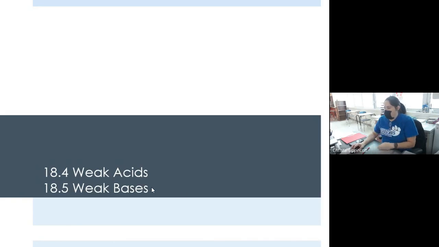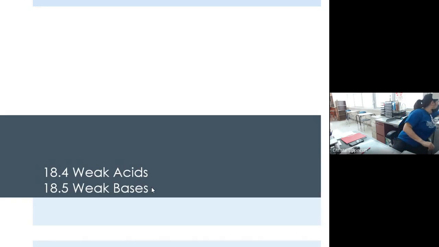All right. So today we're going to talk about weak acids and weak bases. This is our next section for acids and bases. And then tomorrow we take notes on titration.